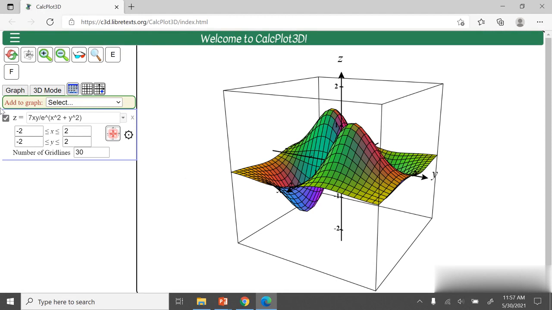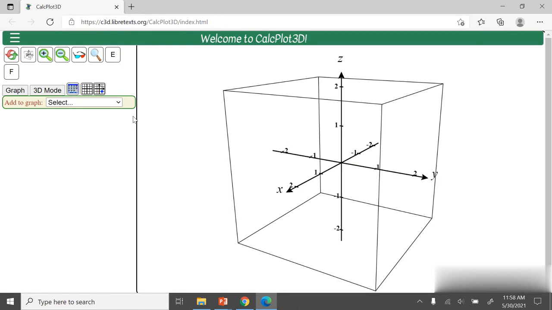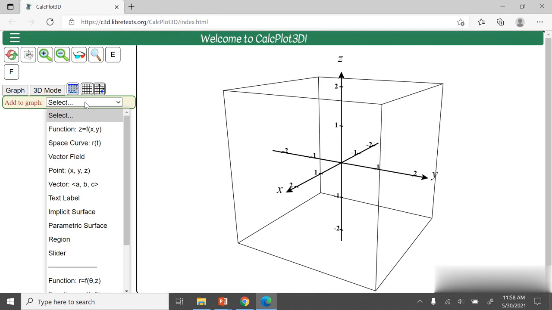So right now, when you go to the website, it by default graphs something for you. So it has graphed this equation right here. I'm just going to click on this X right next to that equation just to remove the default. So I just deleted that. And then you've got this drop-down menu that is going to allow you to type different curves, vector fields, which we'll talk about later. You can plot vectors, all different types of things with this drop-down menu.